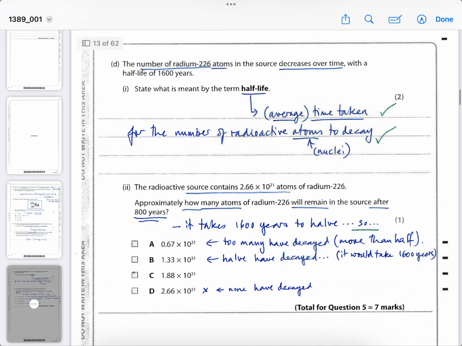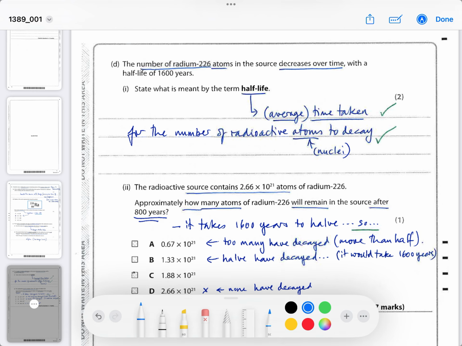Part D says the number of radium-226 atoms decreases over time with a half-life of 1600 years. So, half-life of 1600 years is given to you. Half-life means the average time taken, you should really say, because if you do it each time it might be slightly different. Because it's statistical, it's the average time taken for the number of radioactive atoms or nuclei to decay.